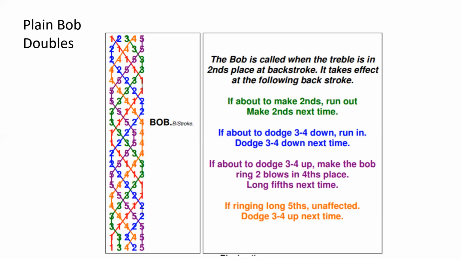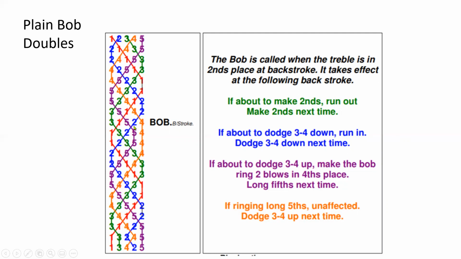Let's look first of all at plain bob doubles. And here we have our lead end, the first lead end with a bob called. We don't need singles in plain bob doubles, as we've already established. Bobs will do the trick. First of all, look at the bell that's about to make seconds. The bob is called, it doesn't make seconds, it runs out. The next lead, it makes seconds instead.